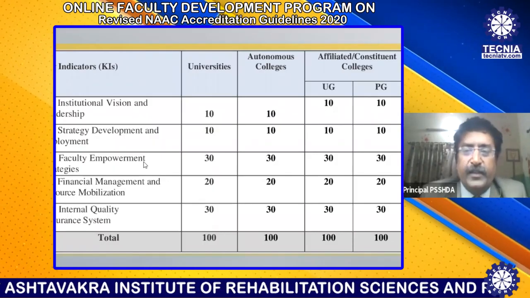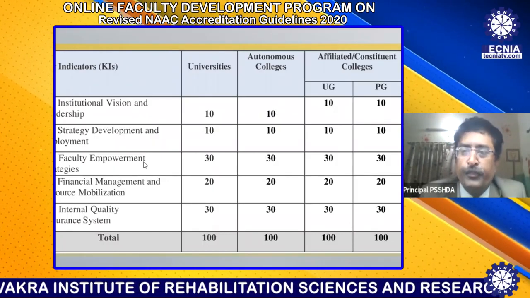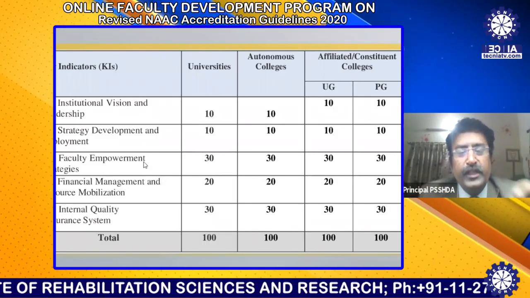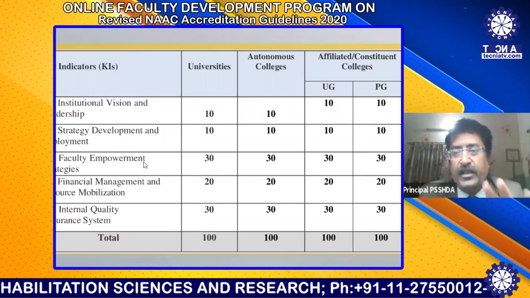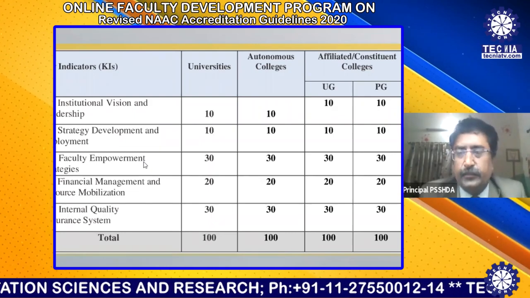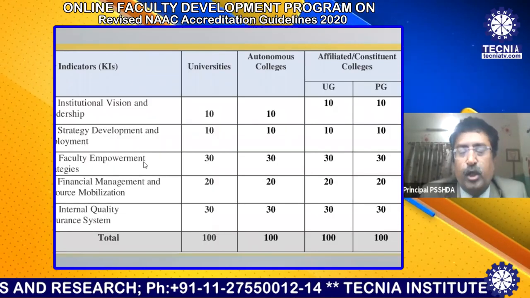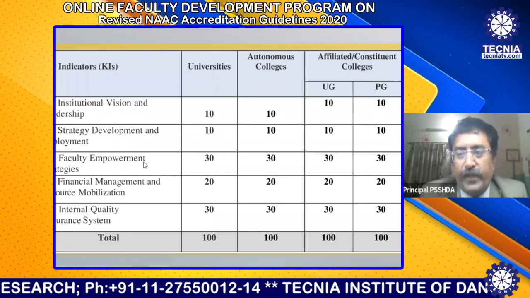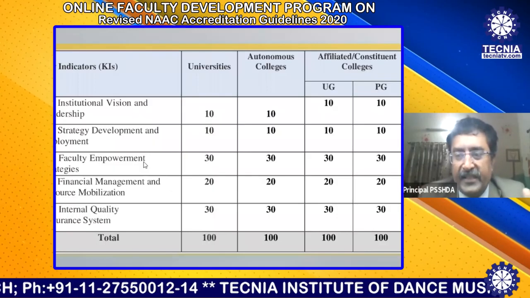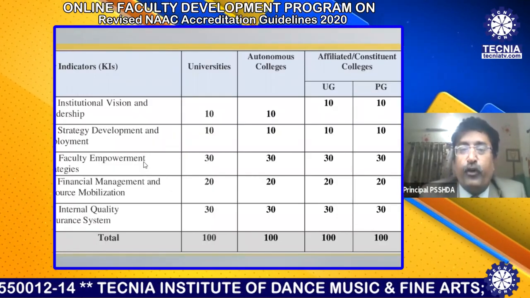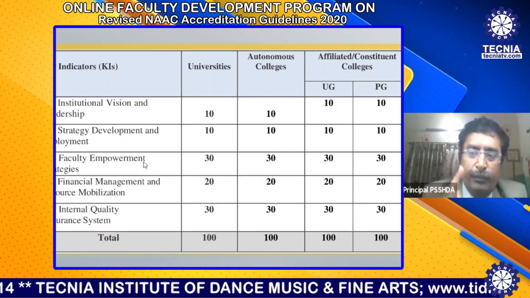The first one is very simple. I think every institute will have their vision and mission document. You need to write your vision and mission document in your SSR. If any institute has still not written their vision or mission document, I request them to please have a brainstorming session, invite an expert, and first of all, write your vision and mission statement.